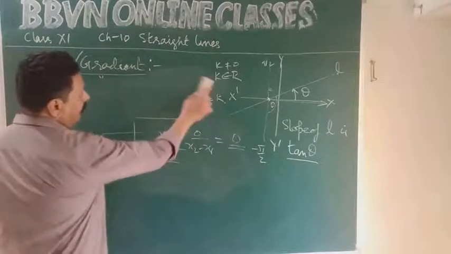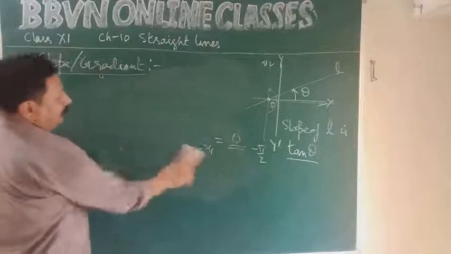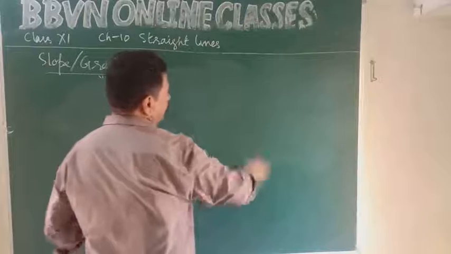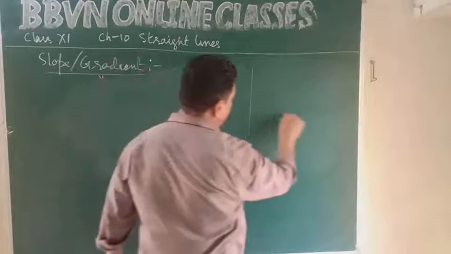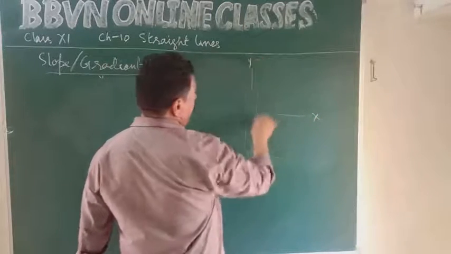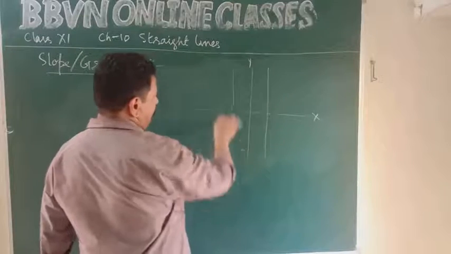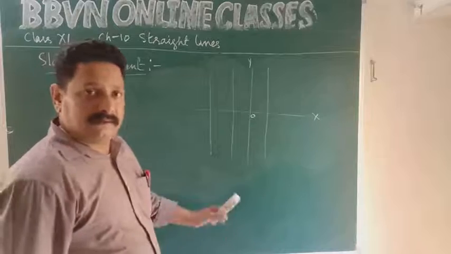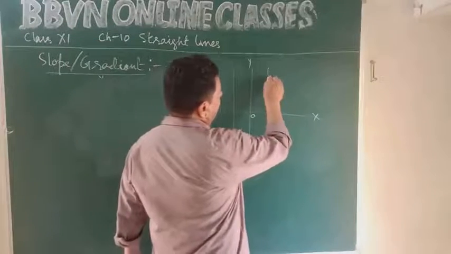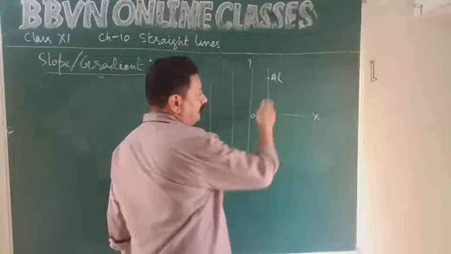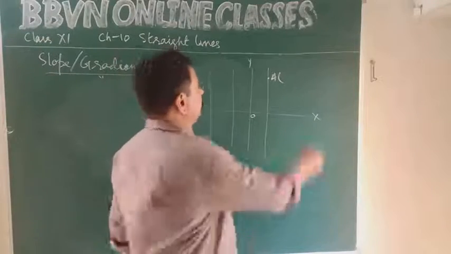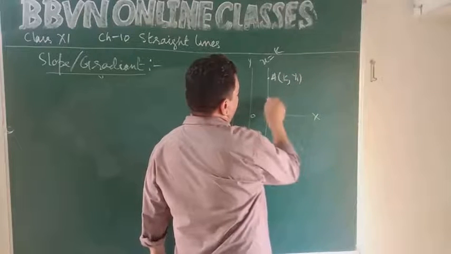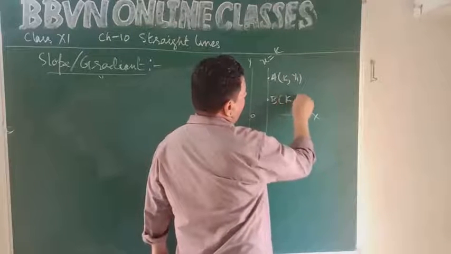But if we have a line which is parallel to the y-axis, means perpendicular to the x-axis, all these lines are parallel to the y-axis, means they are perpendicular to the x-axis. Consider any random point A. What is the equation of a line parallel to the y-axis? It is x equal to k. So point A is k comma y1 and point B is k comma y2.